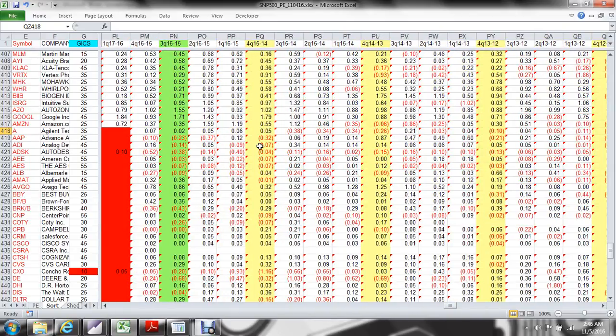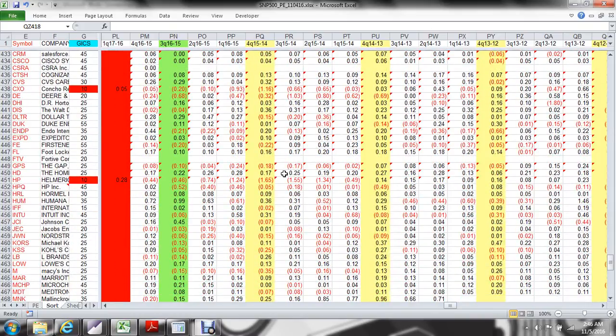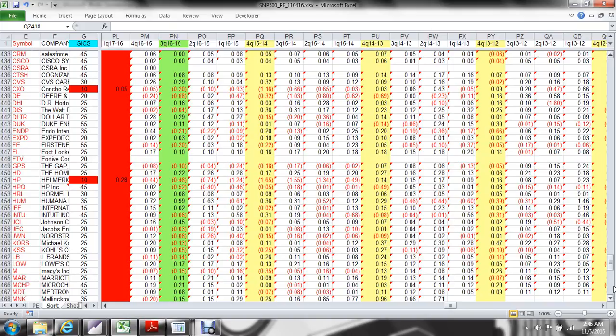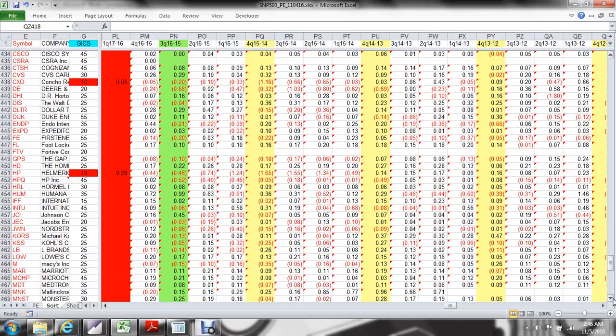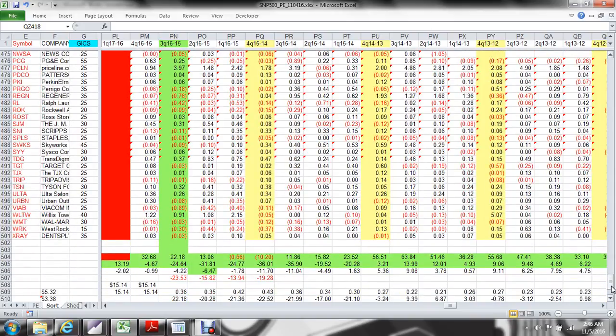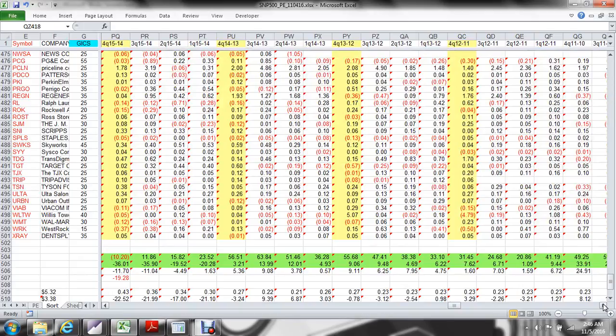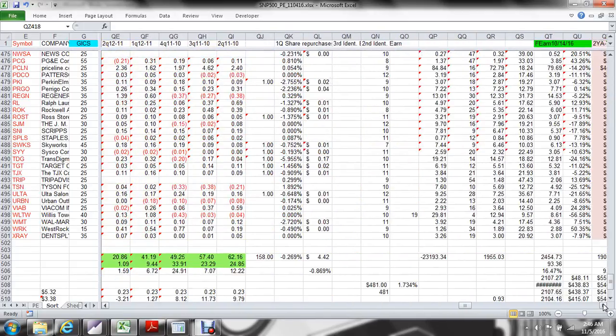You can see those that haven't reported are having earnings problems too. I mean, there's a lot of red in here, it's not looking good. And it doesn't look like it's going to get much better for a while. And it could be a while, it could get worse. There's reason to believe it could get worse.